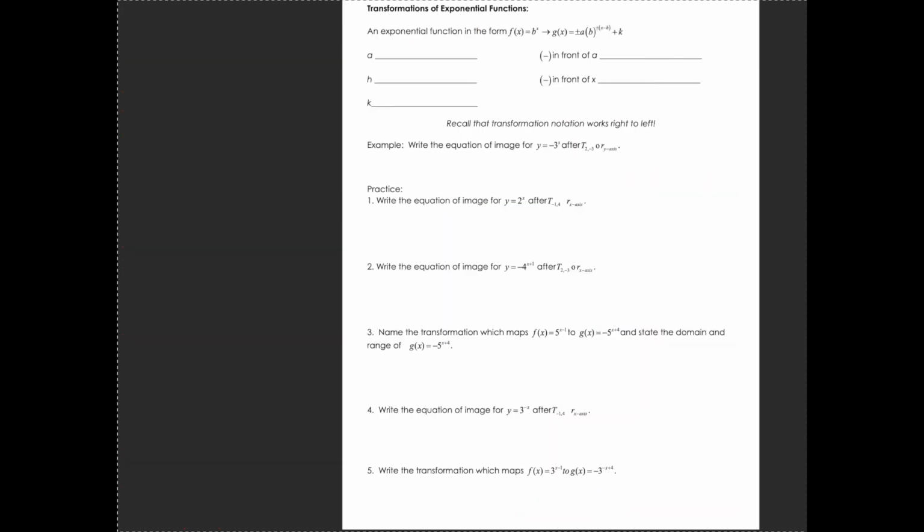In case we don't remember those rules, let's write them down. So if I have a number in front of the entire function, that's this a value, that's going to tell me that my parent function, or f of x equals b to the x, is going to be stretched or shrunk. So that's a stretch or a shrink. This h value, when I add or subtract inside the parentheses with an x, that's a left or right movement. So since this is negative, I know that this is getting moved right h units. When I add or subtract outside of the entire function, that's up and down.